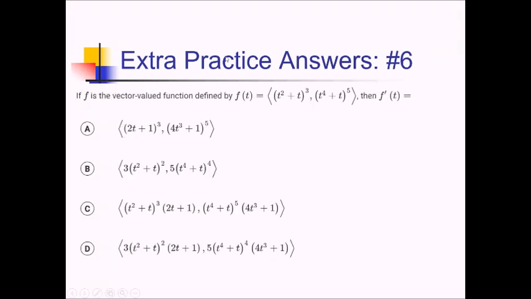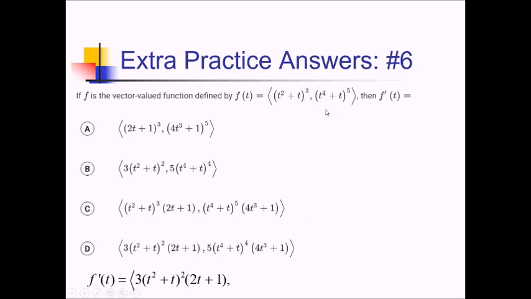On this problem, we have a vector-valued function f of t given here, and we just want to find f prime of t, which basically means I just need to take the derivative of the x and y components separately and put it back together. So for the x piece of this, I'm going to need a chain rule. I've got something to the third, so that's going to be 3 times something squared, so 3 times t squared plus t, the whole thing squared. But now I have to multiply by the derivative of the something, the derivative of t squared plus t. So that's going to be 2t plus 1 in parentheses next to that.